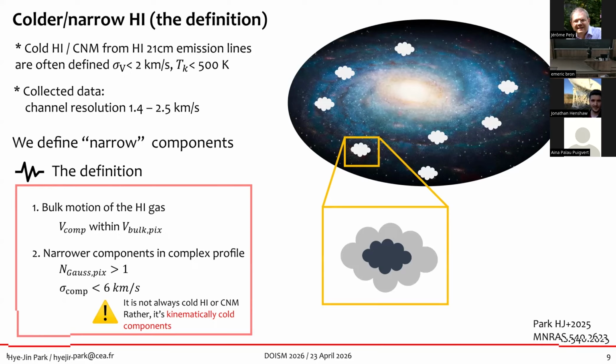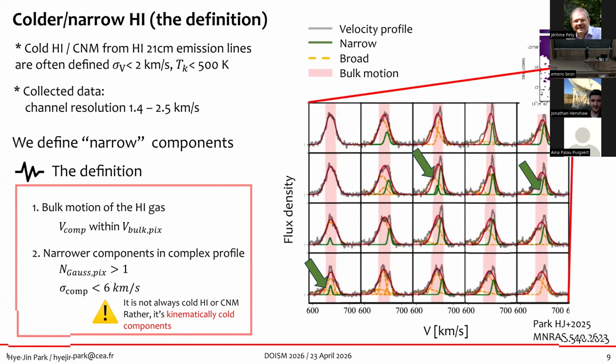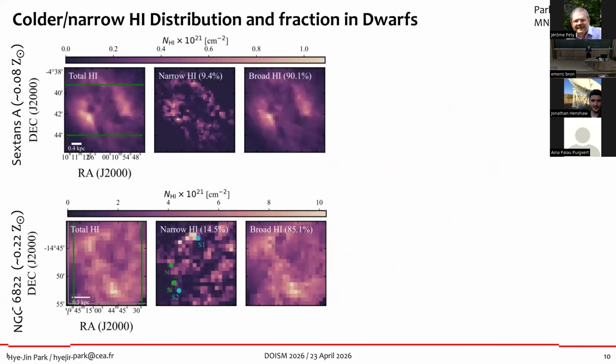And the definition is that the colder H1 should follow the bulk motion of the gas disk, and also be a narrow component with a velocity dispersion smaller than 6 kilometers per second. And this is just an example of one region of one of our sample galaxies. And you can see the narrow component in green is well defined. So this is the map of the total H1 of two dwarf galaxies, narrow H1 and broad H1, the rest.